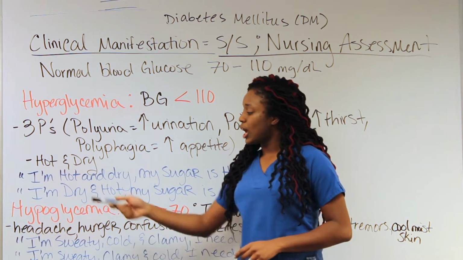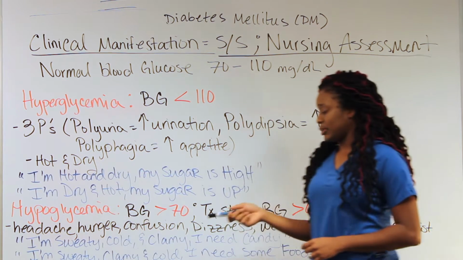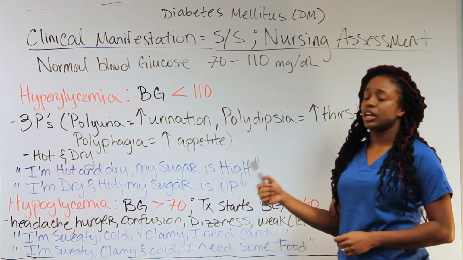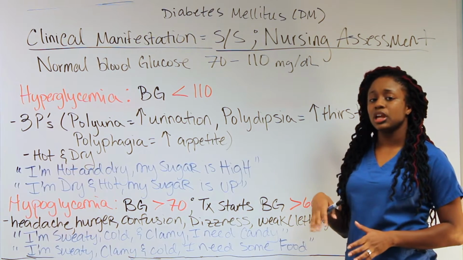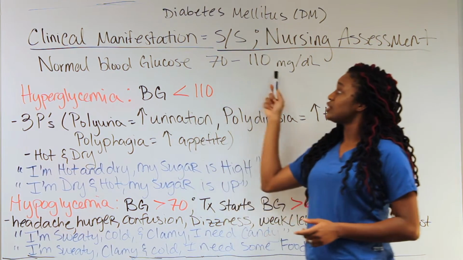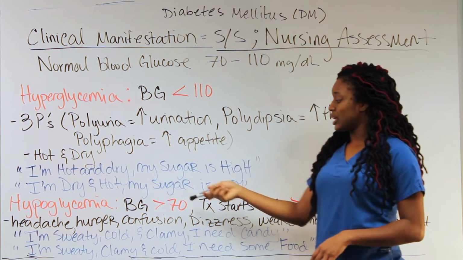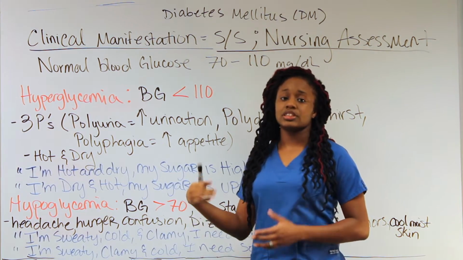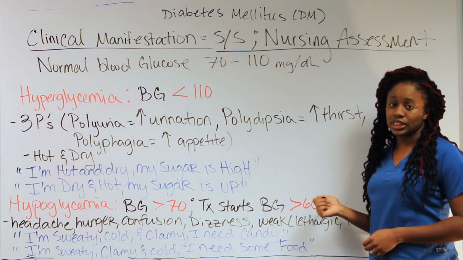Now we're going to talk about hypoglycemia. Hypoglycemia is a blood glucose that is less than 70. You're not going to start treatment until it's less than 60, at least that's how most hospital protocols are. But remember, anything outside of the normal range is either going to be hypo or hyper, so anything below 70 is considered hypoglycemia. Treatment doesn't start until 60.